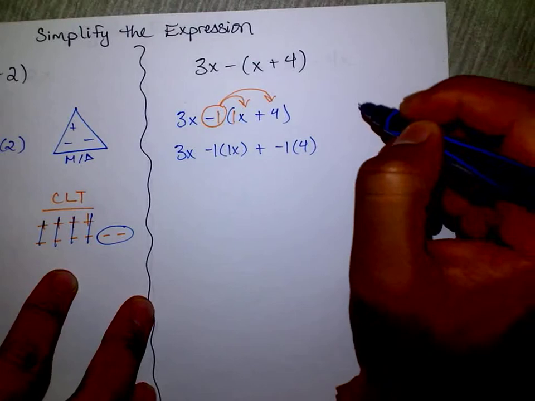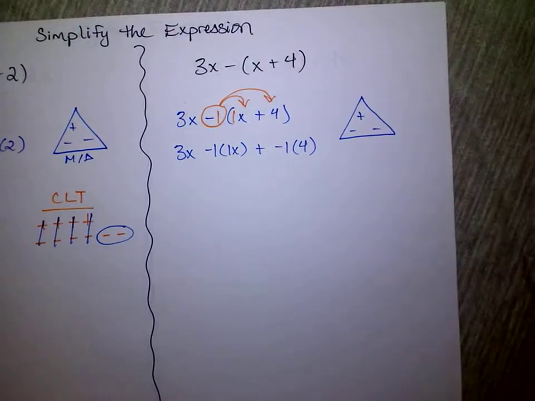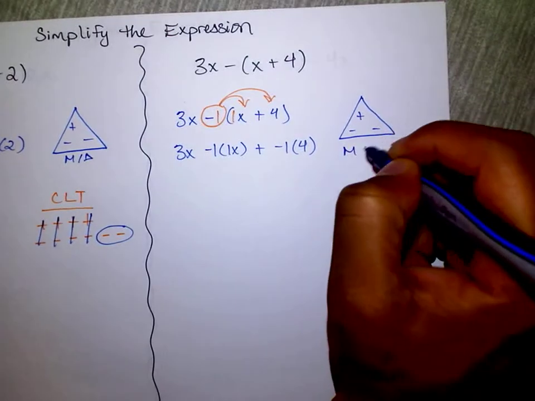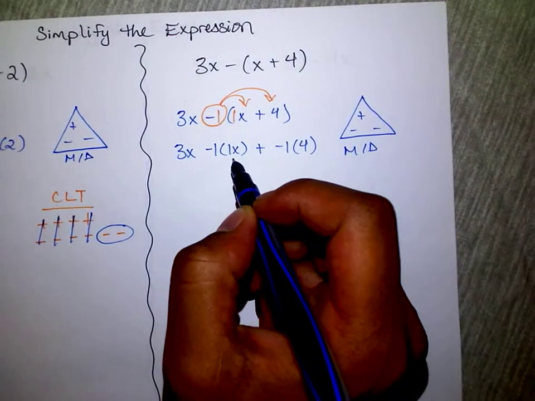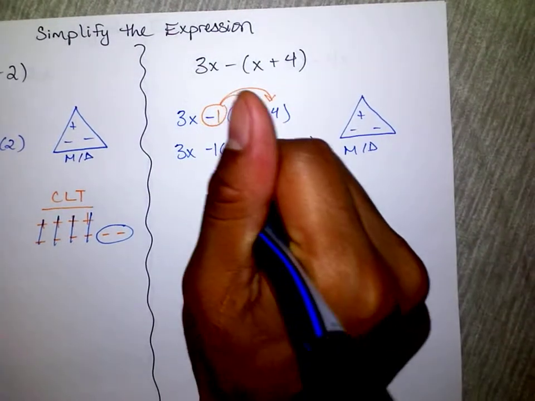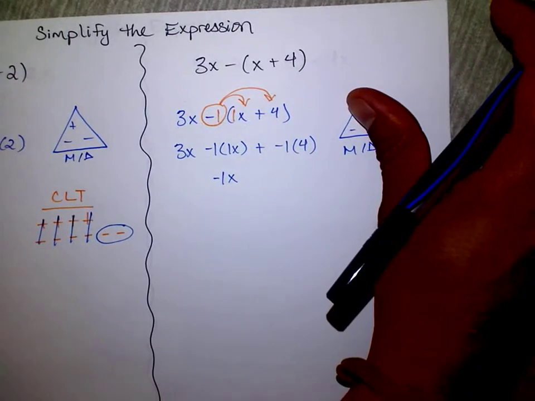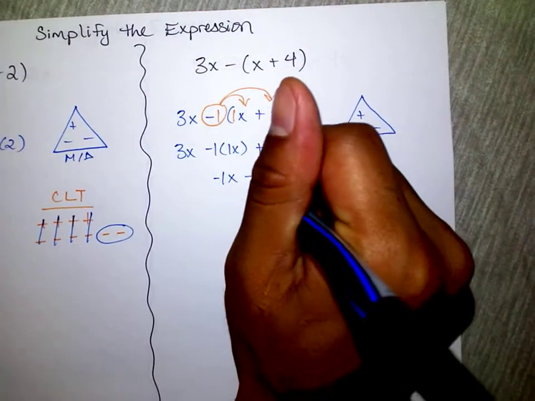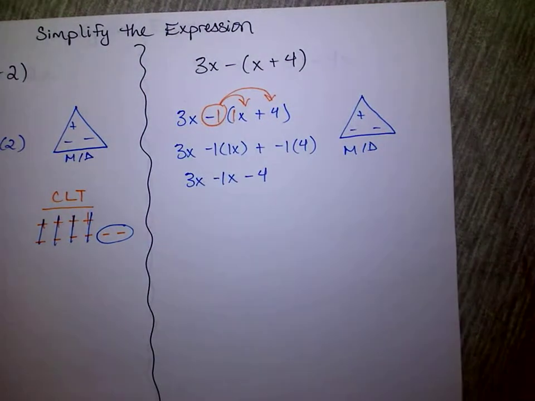And right away, I know I'm going to be doing integer operations with positives and negatives, multiplying. So I have a negative 1 times a positive 1x. That's going to give me negative 1x. I have a negative 1 times a positive 4. That's going to give me a negative 4. And I have 3x right here.